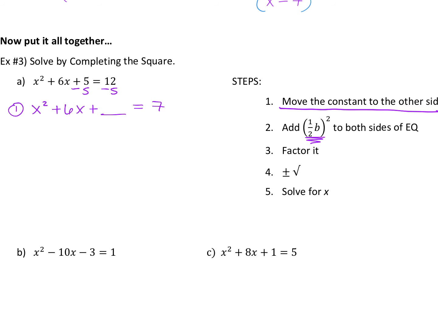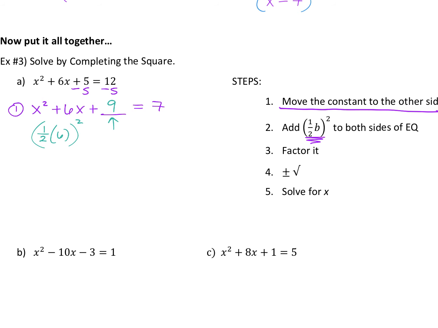Okay, now your perfect square, we're trying to find the perfect square. Do you remember how to do that? How to find what goes here? The formula, 1/2 b squared, right? So now we're going to go 1/2 of 6, and we're going to square it. 1/2 of 6 is 3. 3 squared is 9.